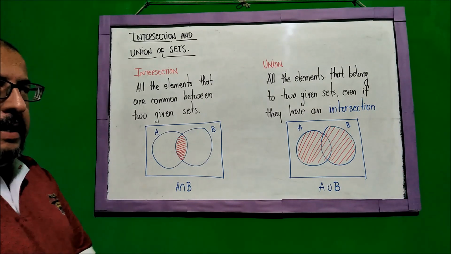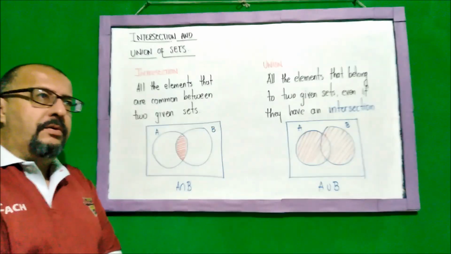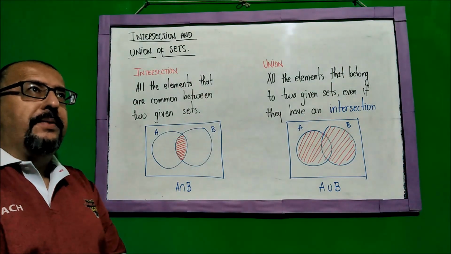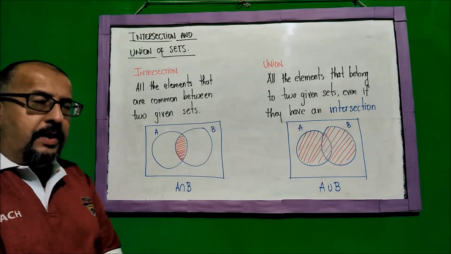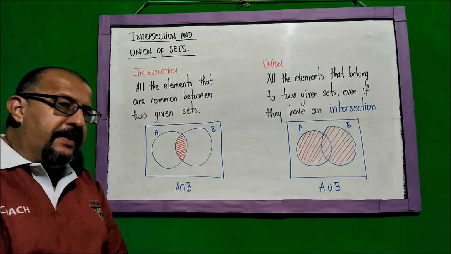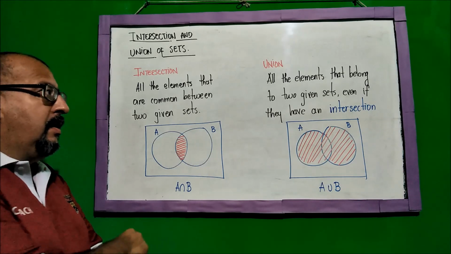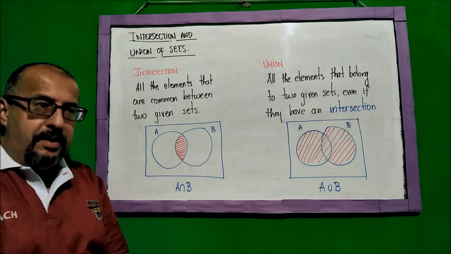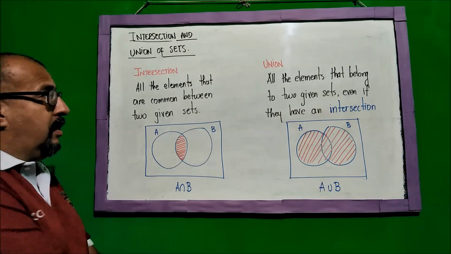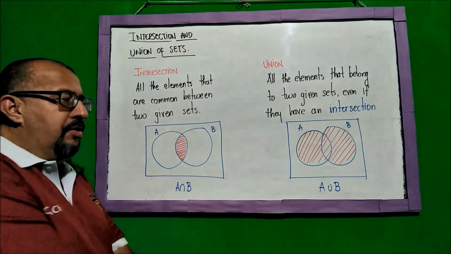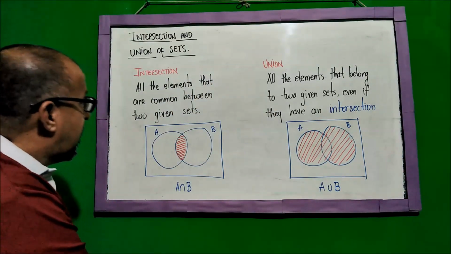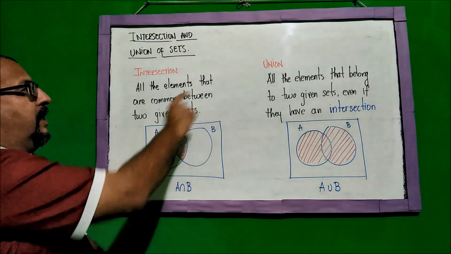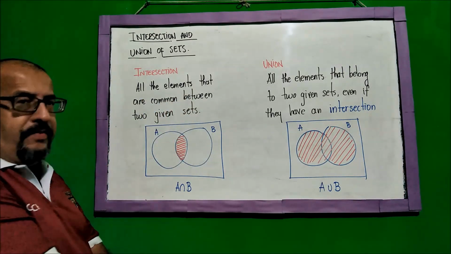Welcome back. Today, before we continue analyzing definitions of probability, we're going to be doing two very specific concepts that are important in the development of the probability definitions. These concepts are the concept of intersection and union of sets. As you can see, an intersection is all the elements that are common between two given sets.